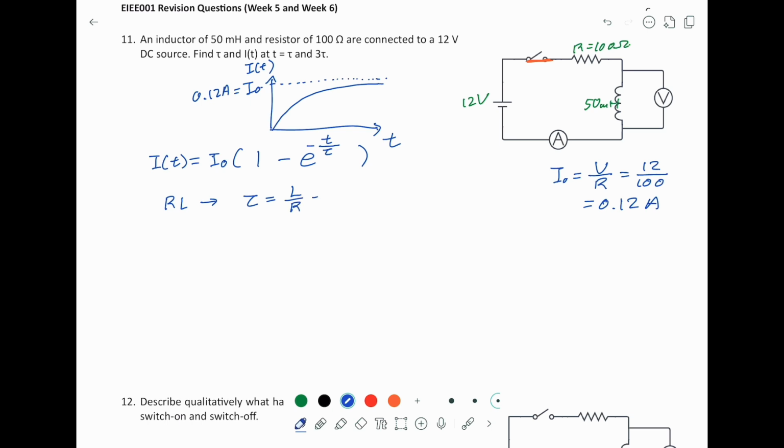So let's calculate the time constant first. The time constant L over R is 0.05 divided by 100. So you get 0.0005 second. Okay, so this is for the case of RL.